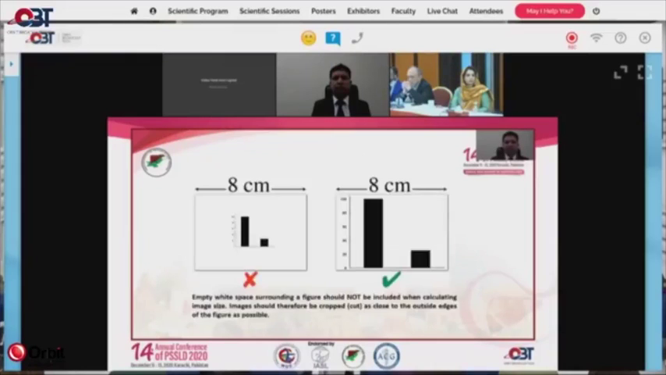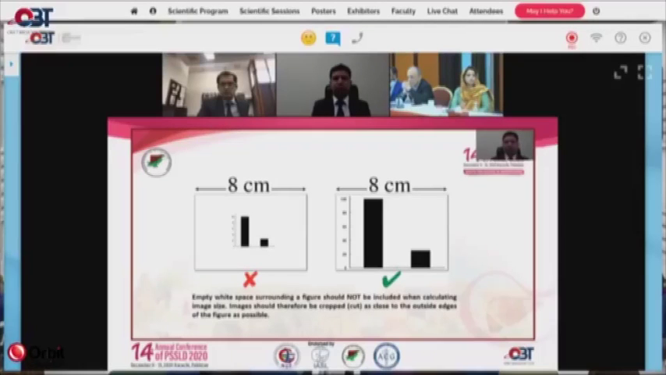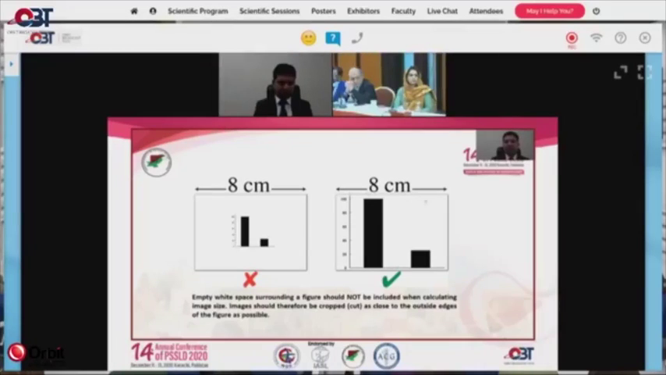Sometimes journals tell you the size of the figure. Like if they state you to submit an 8 centimeter figure, then the empty white space surrounding a figure should not be included when calculating image size. The image should therefore be cropped as close to the outside edge of the figure as possible. So you can see the difference between two figures, both are 8 centimeters, but this figure is cropped very close to the graph.